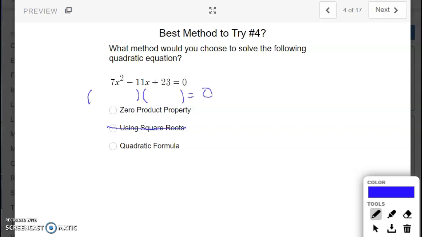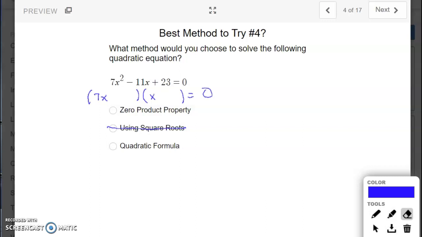The only way I can get 7x squared is if I have 7x being multiplied by x, because 7 is a prime number. What about 23? Is there a number that multiplies to 23 that will add to negative 11? The only factors are 23 and 1. If I put 23 here and 1 here, it's certainly not going to add to negative 11.